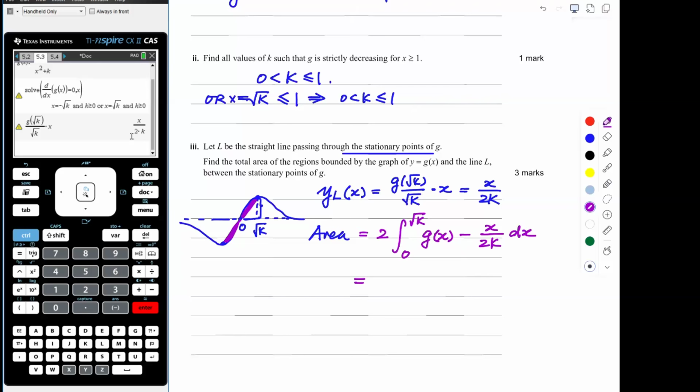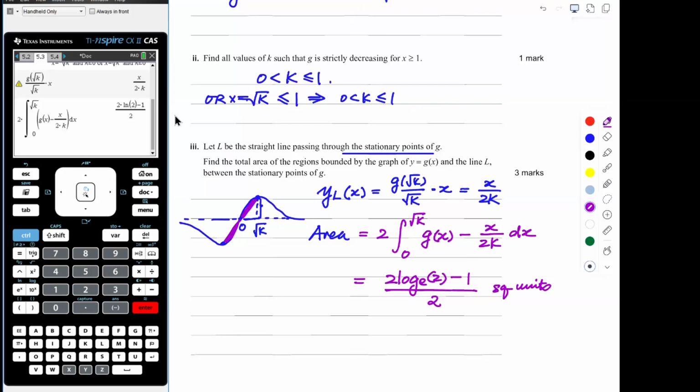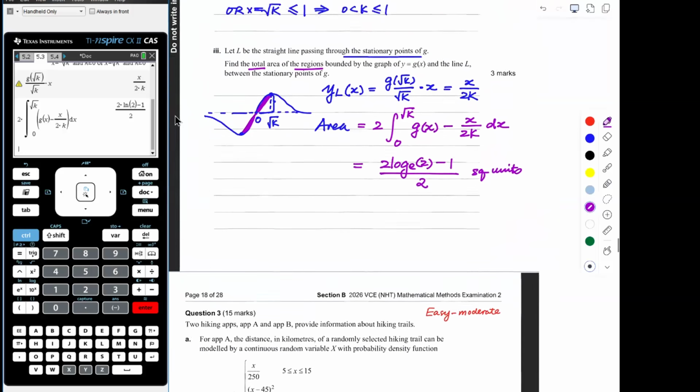Let's see what we get. 2 lots of integration from 0 to square root of k, g of x subtracting this answer here for x. So you get 2 log e 2 minus 1 all over 2 square units. Make sure you have a 2 in front of the integral because of the symmetry. Okay, total area of the regions. Anyway, that is question 2.